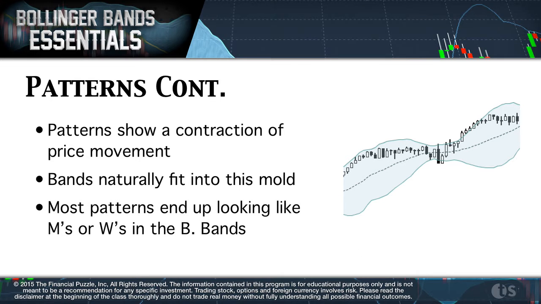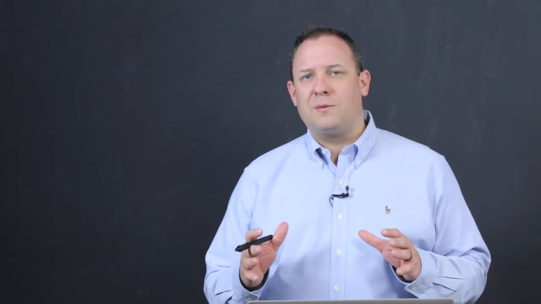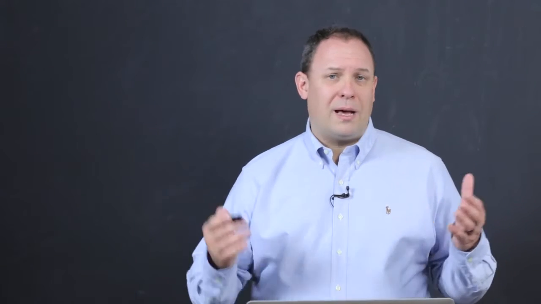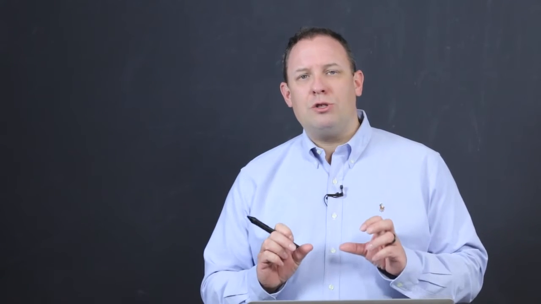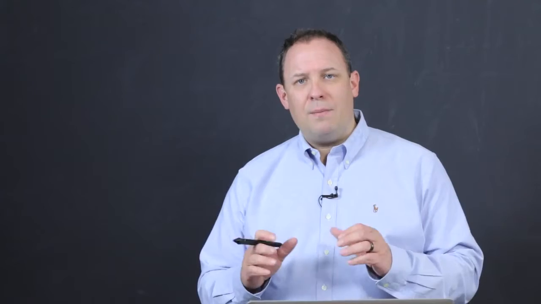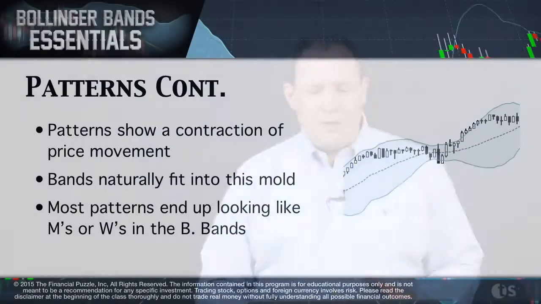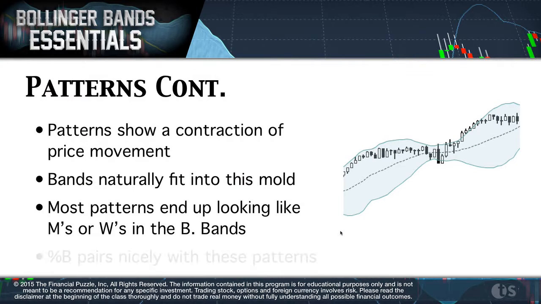Now most patterns, this is a distinction you're going to find with Bollinger Bands, most patterns end up looking like M's and W's. Now this is a slight departure from what you've probably learned about patterns before. Typically when we talk about patterns, we talk about terminal patterns, double tops, double bottoms, and whatnot. Those still show up in the Bollinger Bands, but it's different. What you see in the band is usually going to represent an M or a W because the band is really tracking that intermediate level trend. So I'm going to show you this here. They're typically going to look like M's and W's.